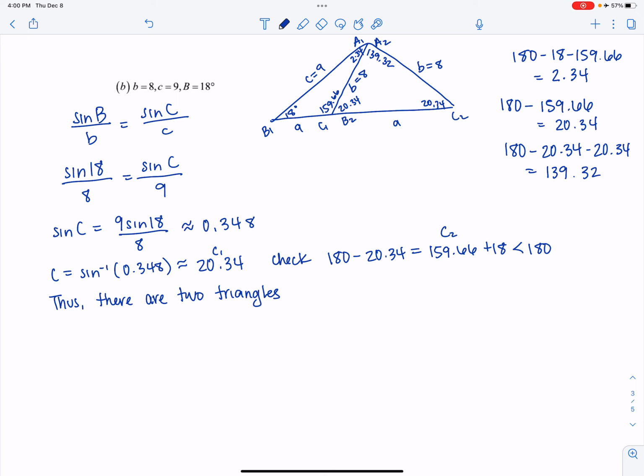I think we have all of our angles. We just need our sides, little a1 and little a2. So let's start with sine.